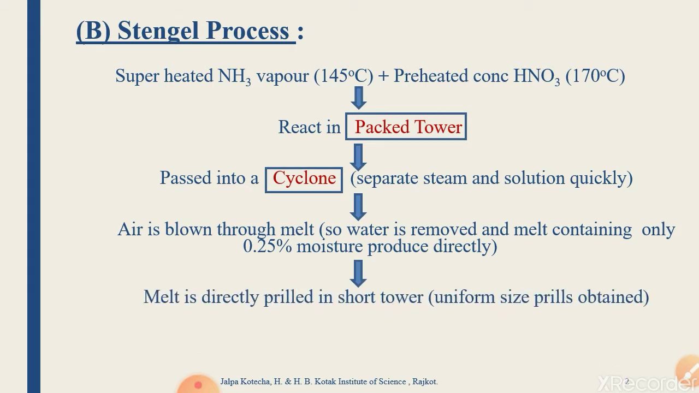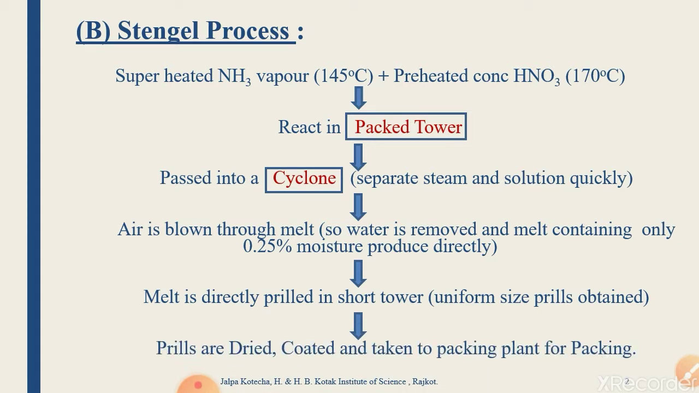After that, the melt of the ammonium nitrate is passed into a prilling tower wherein the cool air is passed from the bottom and from the top of the prilling tower through the spray nozzles. These are cooled because of the breakdown of the liquid, and hence the uniform sized prills are obtained of the ammonium nitrate. These prills are then dried, coated and taken to a packing plant, and then after it is stored.